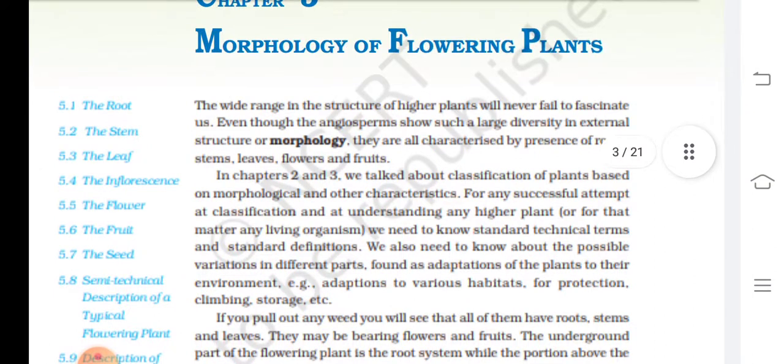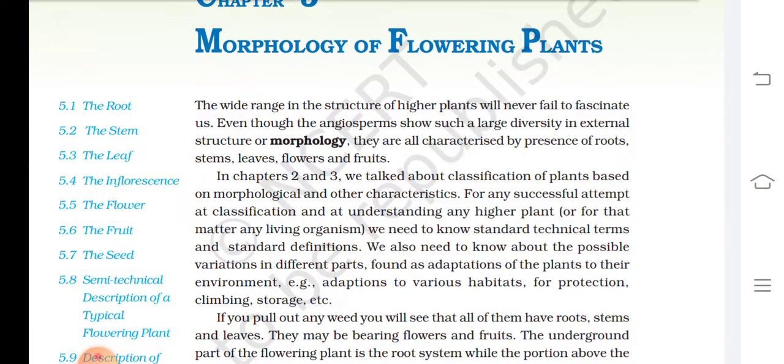Chapter 5, Morphology of Flowering Plants. The wide range in the structure of higher plants will never fail to fascinate us. Even though the angiosperms show a large diversity in external structure or morphology, they are all characterized by the presence of roots, stems, leaves, flowers, and fruits. In chapters 2 and 3, we talked about classification of plants based on morphological and other characteristics. For any successful attempt at classification and at understanding any higher plant, or for that matter any living organism, we need to know standard technical terms and standard definitions. We also need to know about the possible variation in different parts found as adaptation of the plant to their environment. Example: adaptation to various habitats for protection, climbing, and storage, etc.